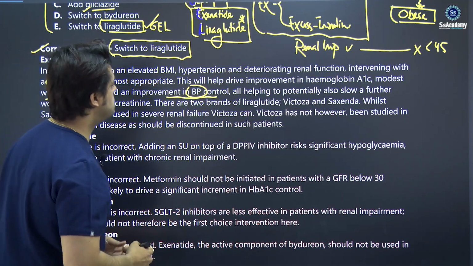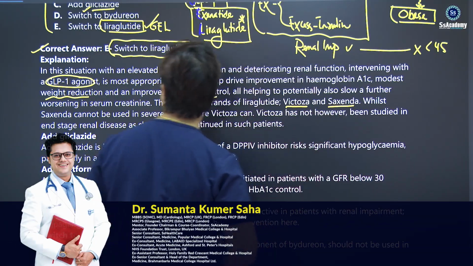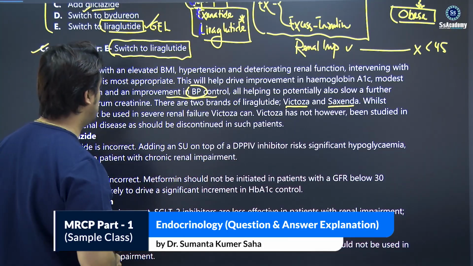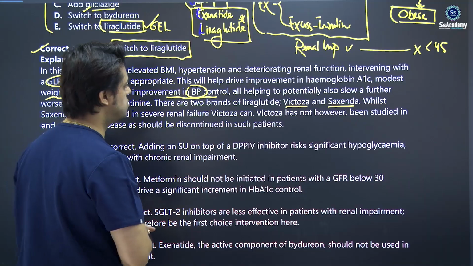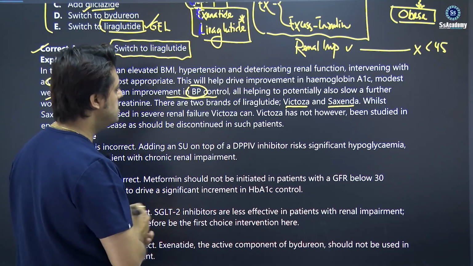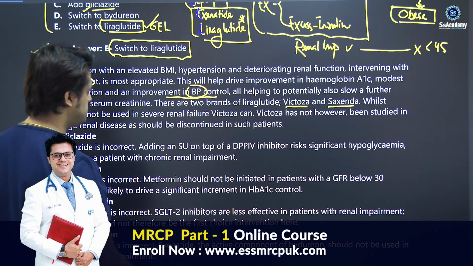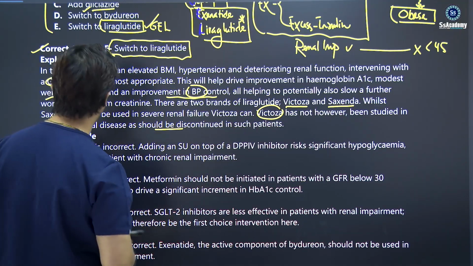There are two brands of liraglutide, Victoza and Saxenda. Whilst Saxenda cannot be used in severe renal failure, Victoza can. However, Victoza has not been studied in end-stage renal disease and should be discontinued in such patients. So liraglutide cannot be used in end-stage renal disease.